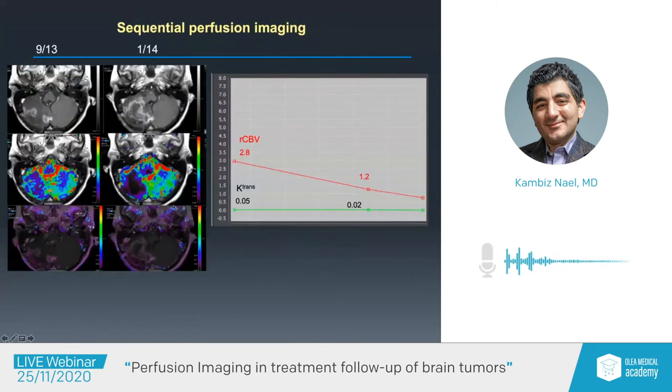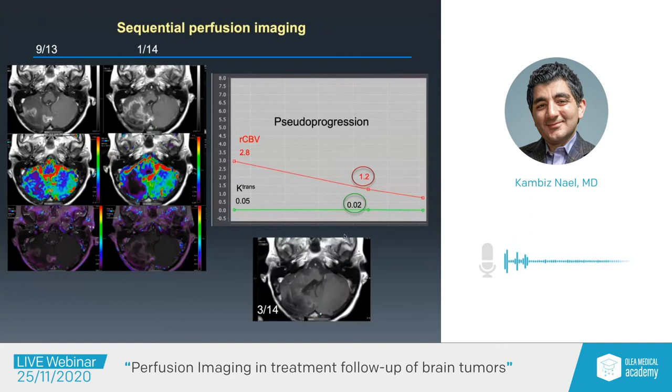So in this case that I showed you earlier, usually this is how we do it in our practice: we generate a volume of interest over the enhancing component, and then we look at the cerebral blood volume, and we do image registration using Olea, and we look at the trend of imaging biomarkers. We can see in this patient, before treatment, the cerebral blood volume was 2.8, then it decreased to 1.2 after radiation, and K-trans was 0.05, it decreased to 0.02. So both of them are decreasing, suggestive of pseudoprogression, which was confirmed by imaging a couple of months later.